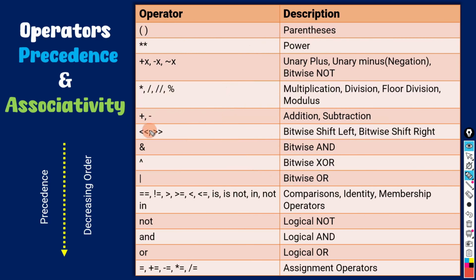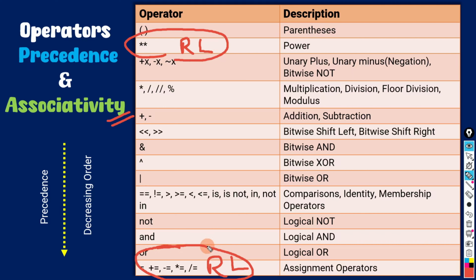So as we discussed, associativity of operators decides from which direction we have to evaluate an operator. Now the power operator has associativity from right side towards left side, and assignment operators have associativity from right to left. So the power operator and assignment operators, we have to evaluate from right side towards left side, and the rest of the operators we can evaluate from left side towards right side.